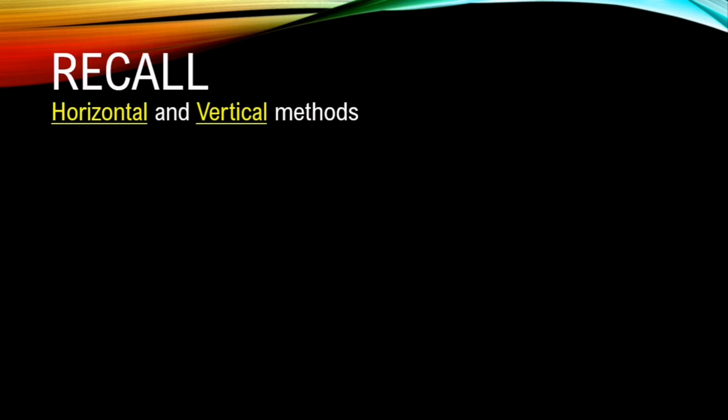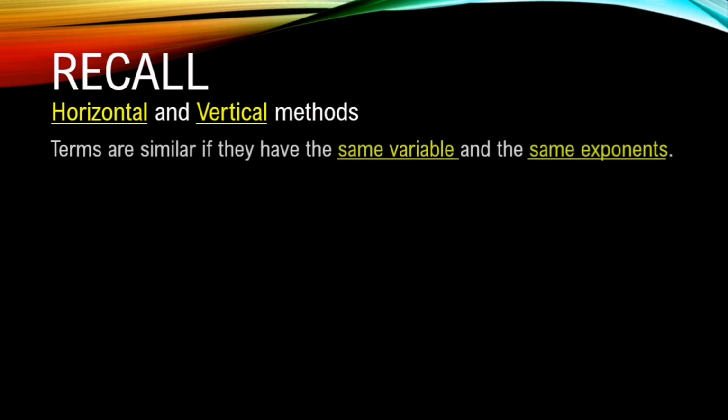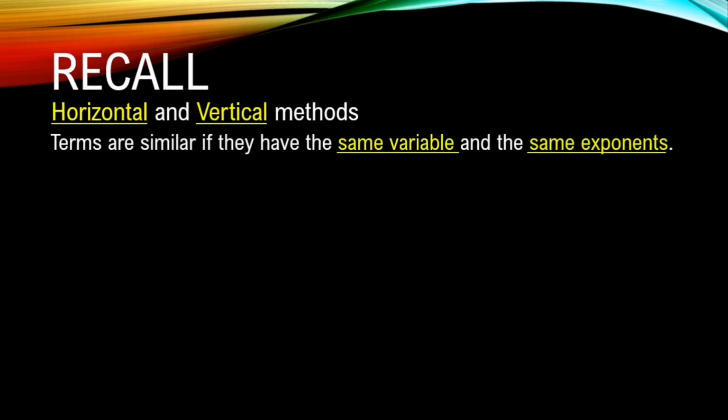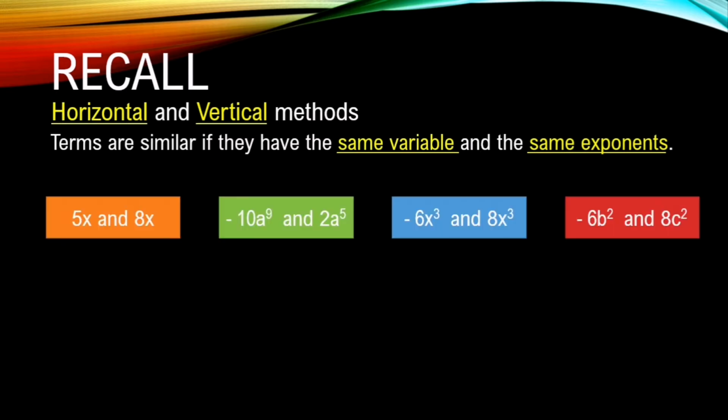To add two or more polynomials means to combine their similar terms. When can we say that terms are similar? Terms are similar if they have the same variable and the same exponent. Let's try this. Let's take the orange one first. 5x and 8x. Are their terms similar?